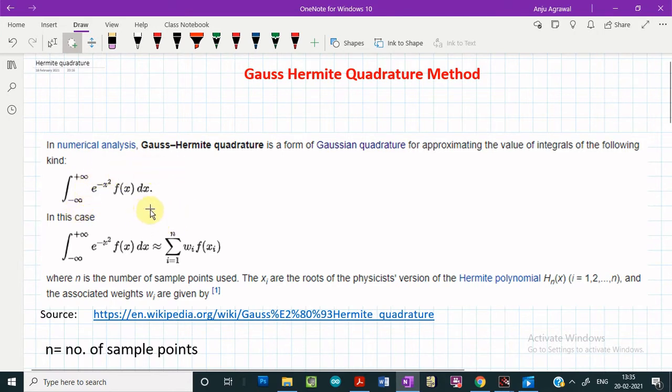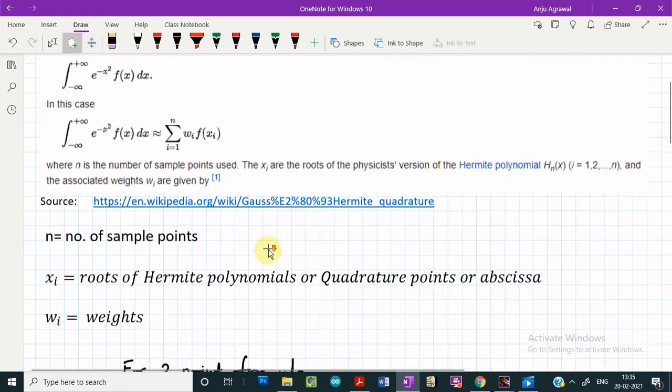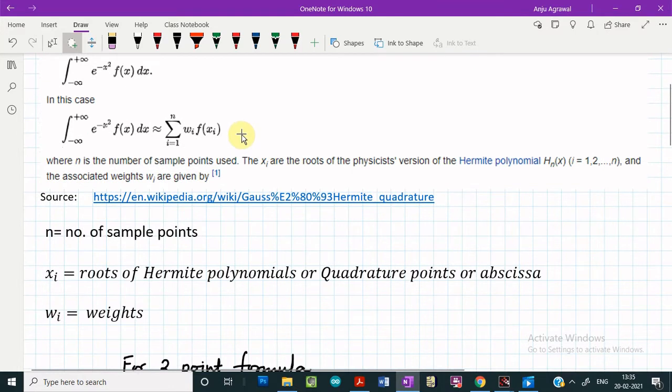Then using the Gauss-Hermite quadrature method, this integral can be approximated by this summation. Here n is the number of sample points. The xi's are the roots of Hermite polynomials, or the quadrature points or the abscissa. The wi are the weights of the function. If we take n equal to 2 over here, then we call this a 2-point quadrature formula. For n equal to 3, we call this a 3-point quadrature formula. For 4, we call this a 4-point quadrature formula.